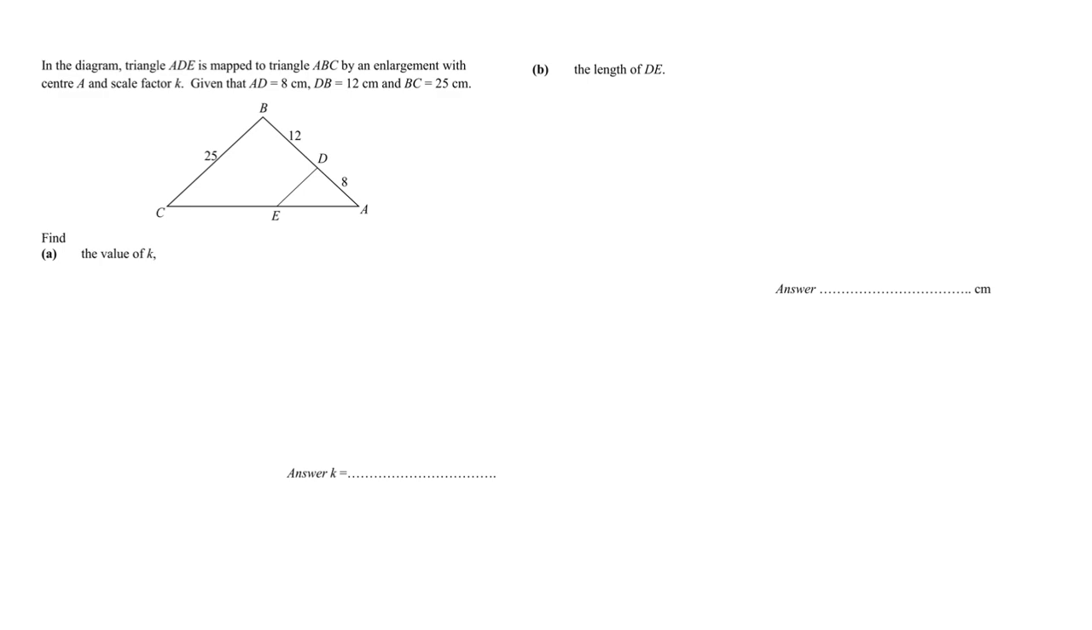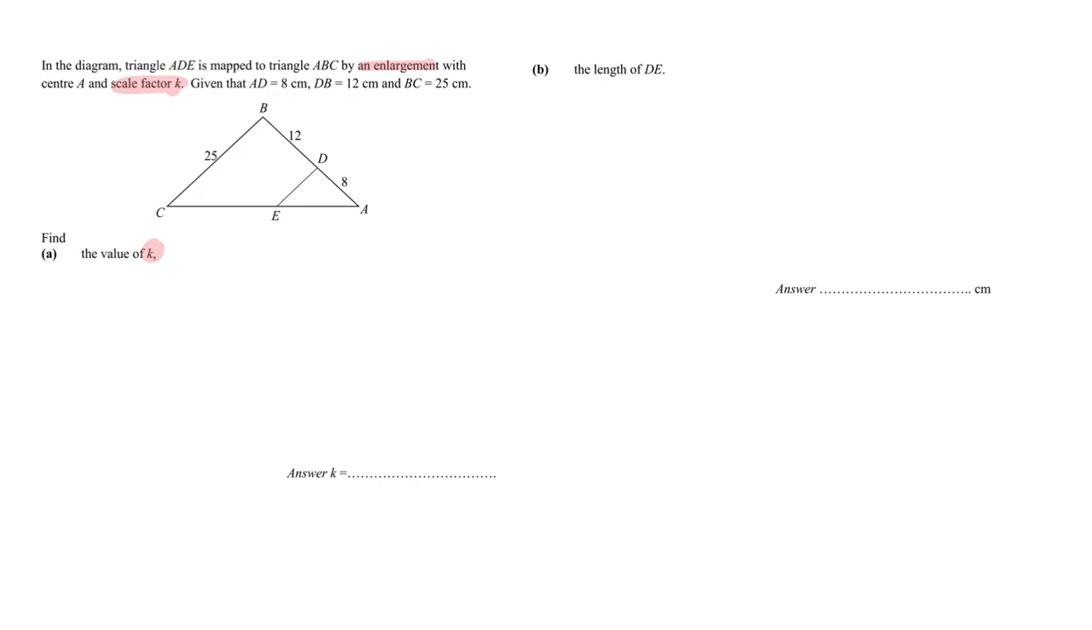Hello everyone, for this part of the question we are given this diagram where triangle ADE is mapped onto triangle ABC by an enlargement. We do not know the scale factor, it is k. But for part A, we do need to find this scale factor.